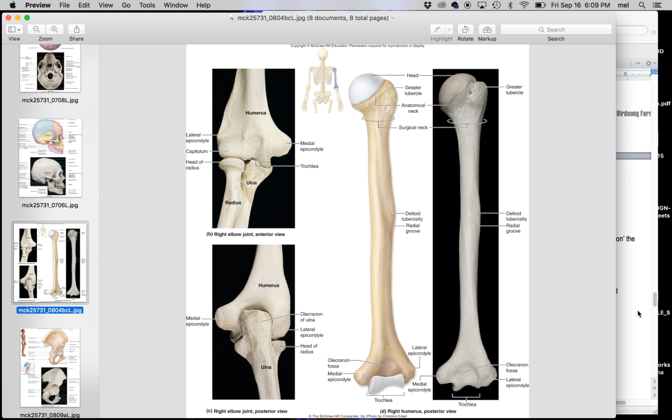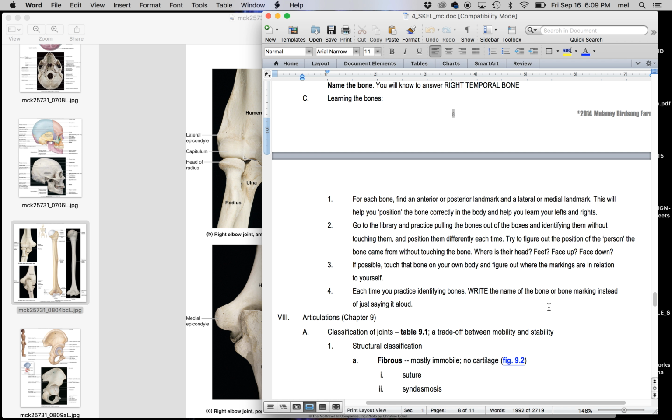There are a couple of tricks though. So for each bone, find an anterior, posterior landmark and a lateral or medial landmark. And so usually the proximal and distal is not very hard. This helps you position the bone correctly. And then go to the library, start pulling them out and identifying them without touching them. Position them differently each time. It's especially helpful if somebody else pulls them out for you because you may not realize it, but you're probably in the habit of putting them down a similar way each time.